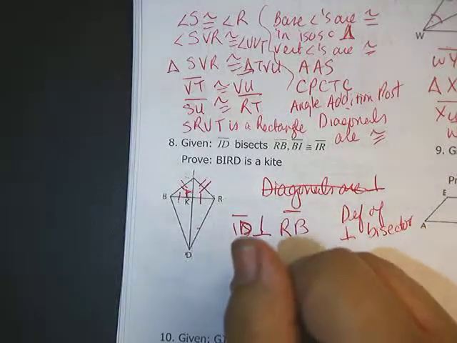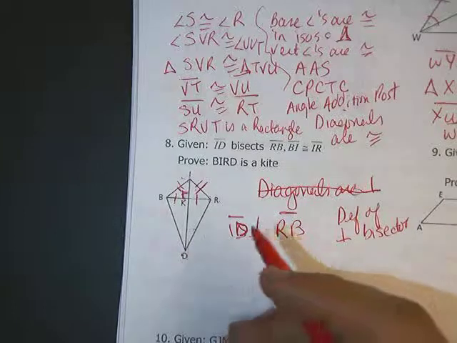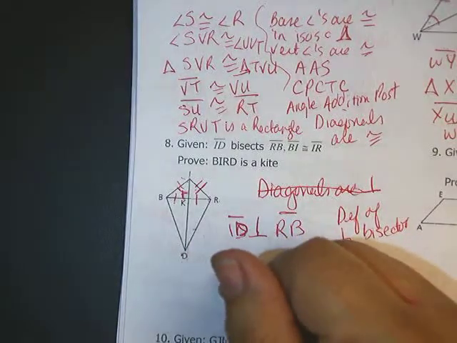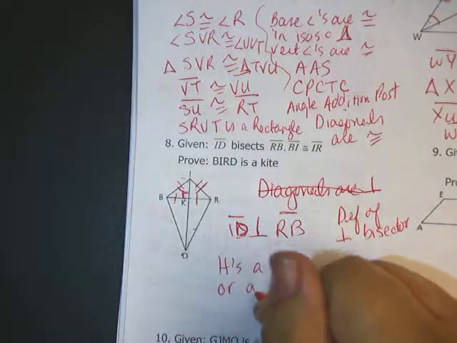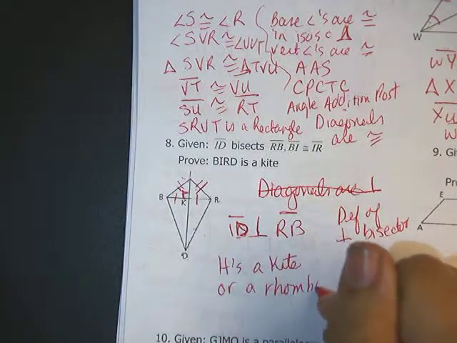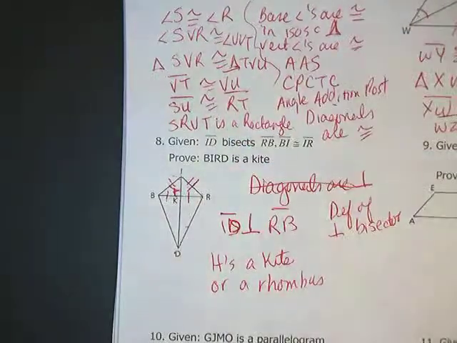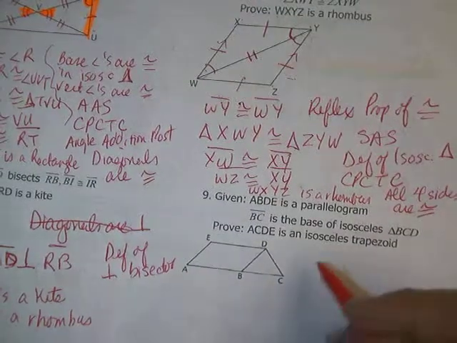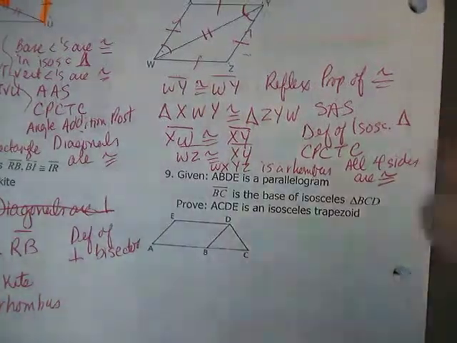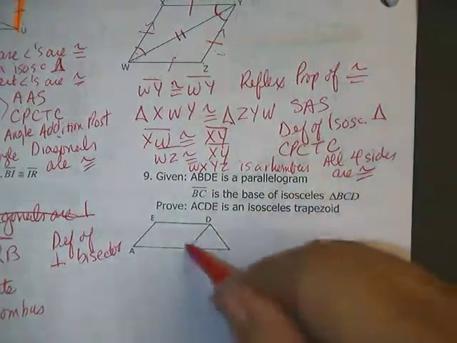All right, since the diagonals are perpendicular, this is either technically a kite or a rhombus. It's probably a kite because the odds of these being congruent to that, so many choices. So I'm going to say it's a kite or a rhombus. I'm going to disagree that you can technically prove which one this is, unless they gave me something that I don't see that proves that's a different length than that.